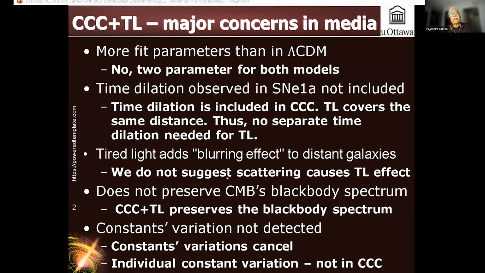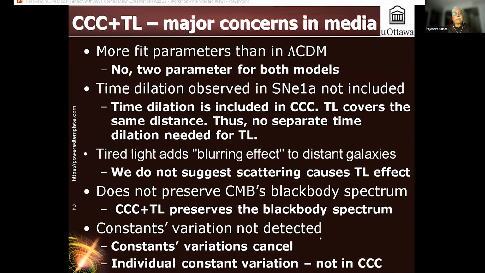Tired light adds a blurring effect. We talked about that before. That is definitely a concern when we have any Compton scattering, but alternate methods could be used. We don't suggest what the method of tired light is. It does not preserve the CMB black body spectrum, but we have shown in a recent paper that it does preserve the black body spectrum. Constant variations are not detected. As I said, it will not be detected unless we have special equations or a special experiment which can detect it.